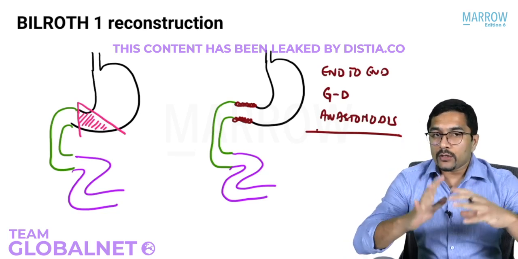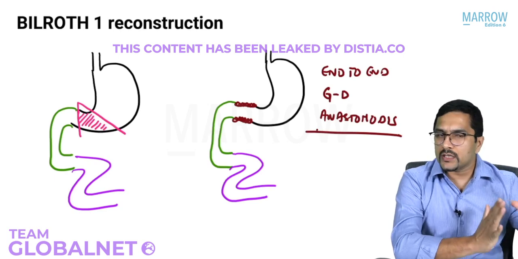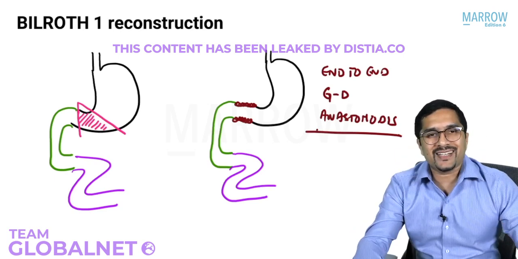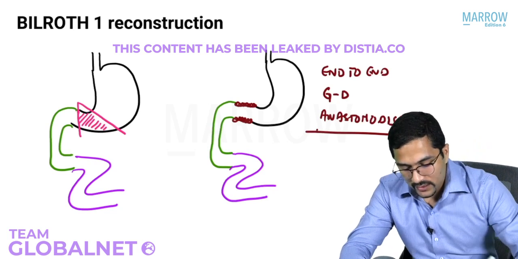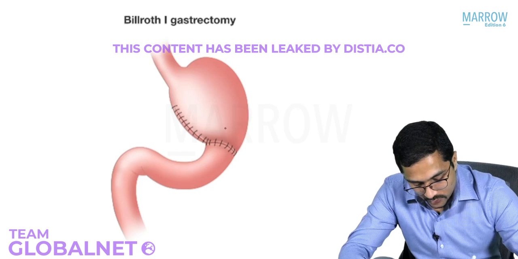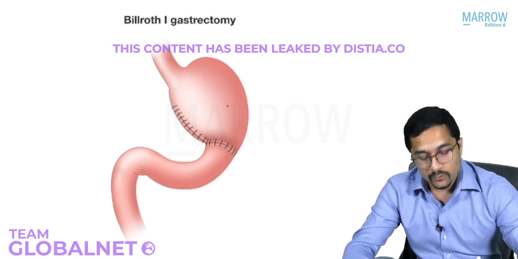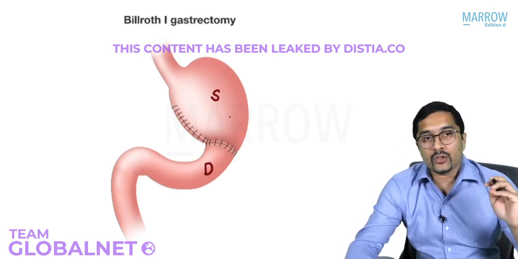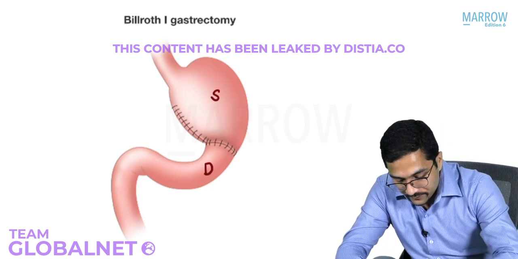Okay, we'll talk about the complications of all these reconstructions right at the end. This is Billroth 1, when the two ends are close to each other and I can anastomose them. So you can see here, this is an end-to-end gastroduodenal anastomosis. This is the stomach and this is the duodenum. We've done an end-to-end anastomosis there.